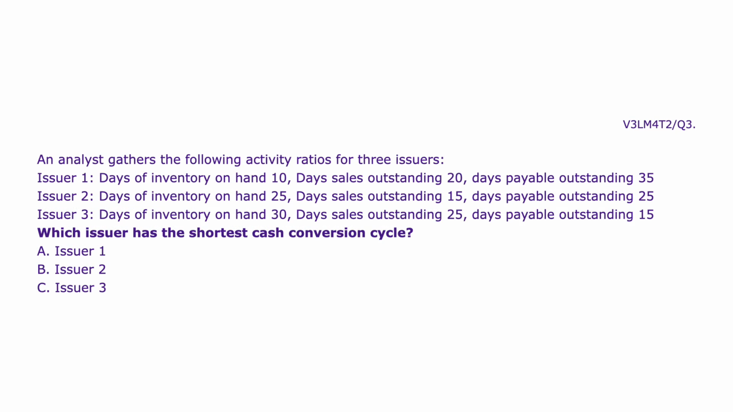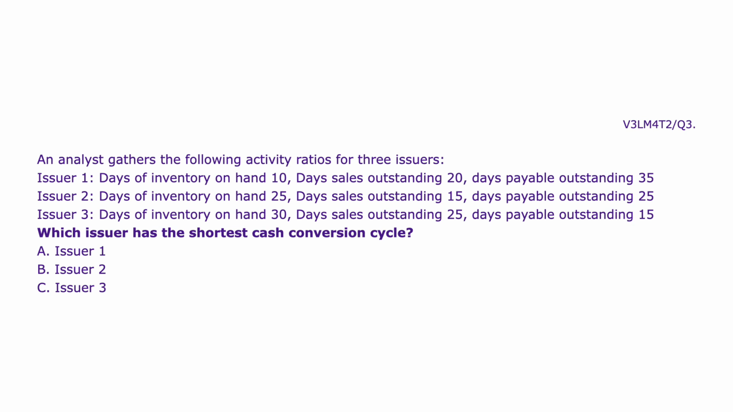An analyst gathers the following activity ratios for 3 issuers. Issuer 1: days of inventory on hand 10, days sales outstanding 20, days payable outstanding 35. Issuer 2: days of inventory on hand 25, days sales outstanding 15, days payable outstanding 25. Issuer 3: days of inventory on hand 30, days sales outstanding 25, days payable outstanding 15.